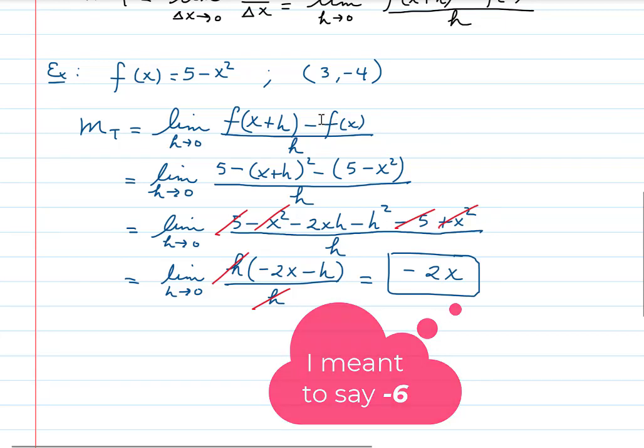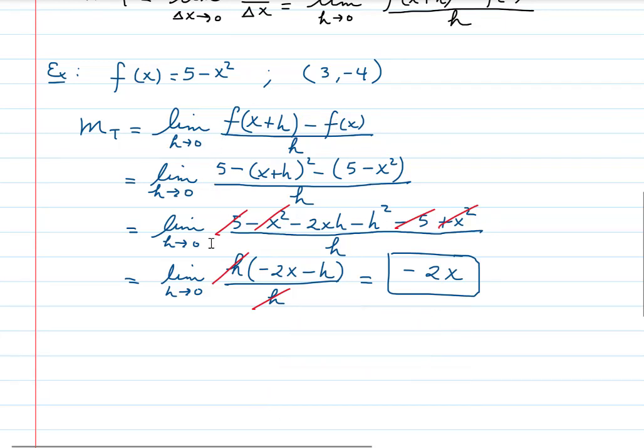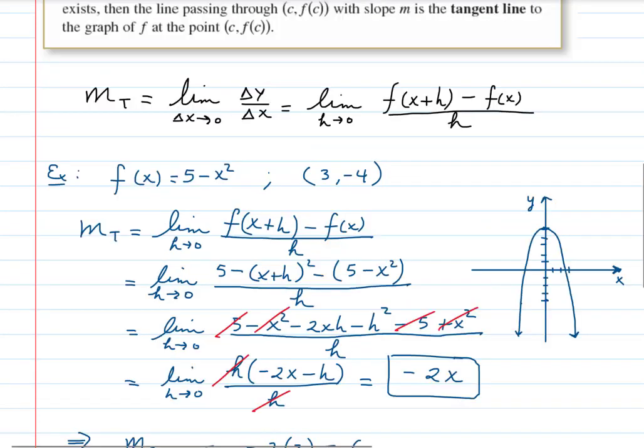So instead of finding just the slope of just that one point here, I found an expression that gives me the slope of the tangent line for any given x. And now from here, I can now just substitute or plug in my 3, x is 3 here. So then the slope of the tangent line would be equal then to -2 times 3, since 3 is the x, and that's 6.